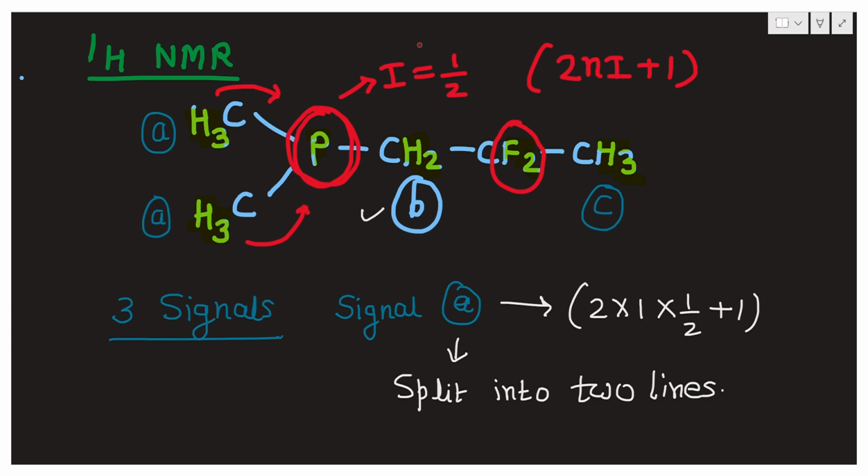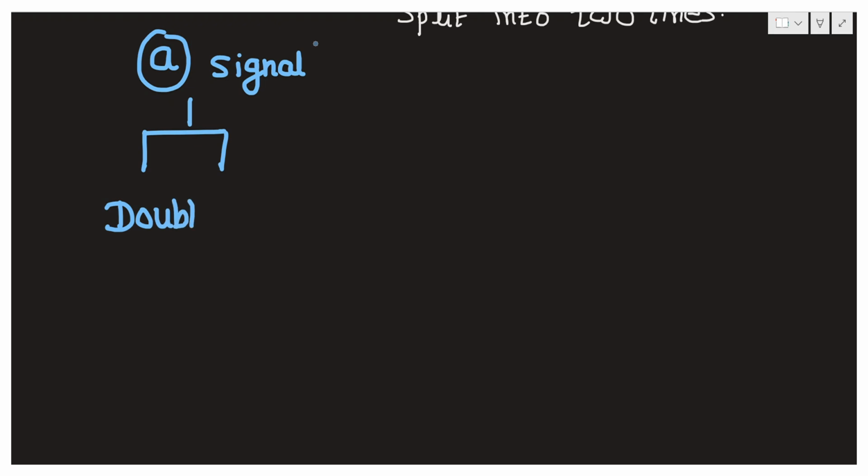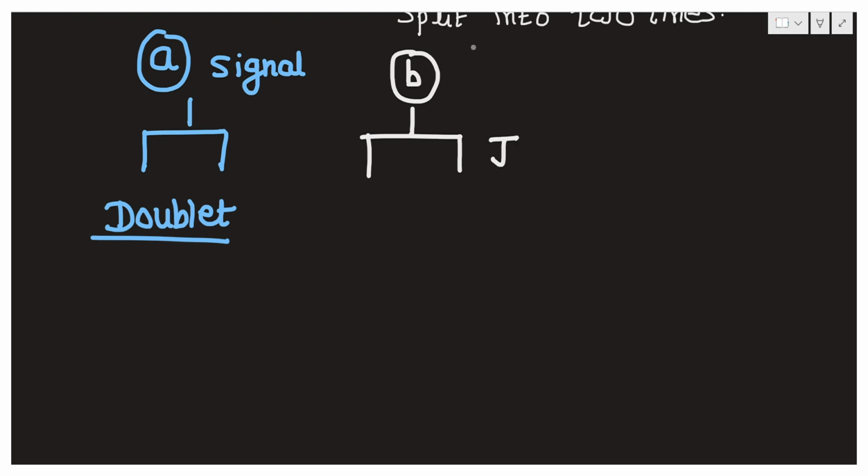See here, I am showing you: this is the A signal, which I have shown gets split into 2 lines, which means you get a doublet due to A type of protons. Now see the B type of lines, that is, the B signal. This firstly couples with the phosphorus, so you get 2 lines. This is called J coupling of protons with the phosphorus. Now each line gets split again by the 2 fluorine atoms into 2 plus 1, that is 3 lines.